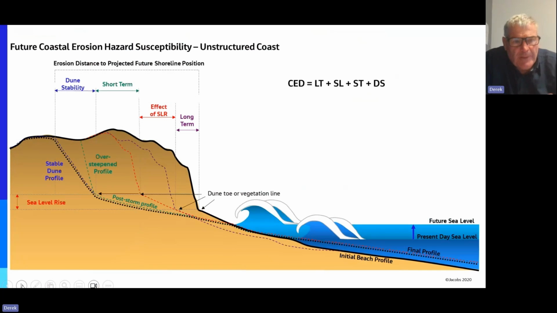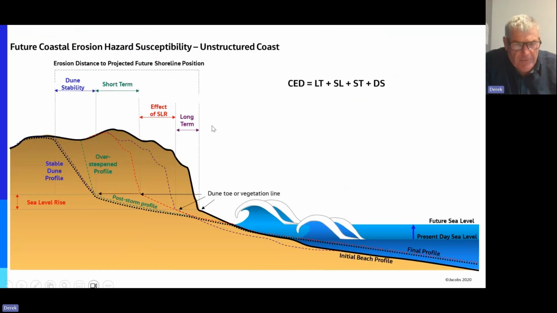Then we look at what could happen in the future. To those present-day assessments, those present-day factors of dune stability and short-term storms, we need to add what's happening in the long term, and then the effect of sea level rise on those long-term processes and long-term rates of shoreline movement.